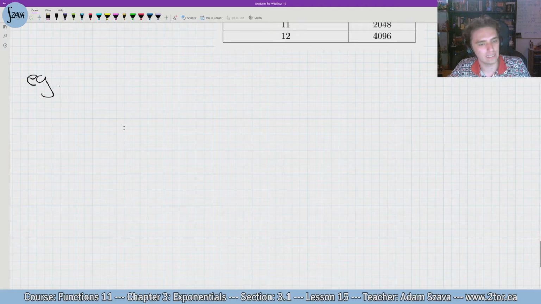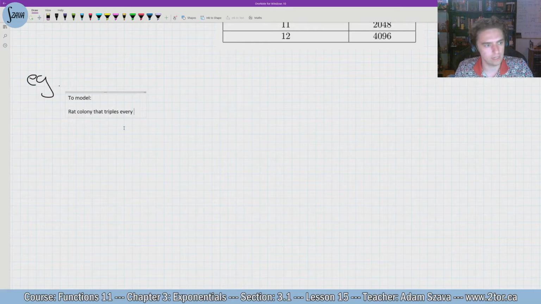The first one is I want to model the following thing. Model means find an equation that describes this. A rat colony that triples every year, sorry, and starts with 2 members. How do we model this?